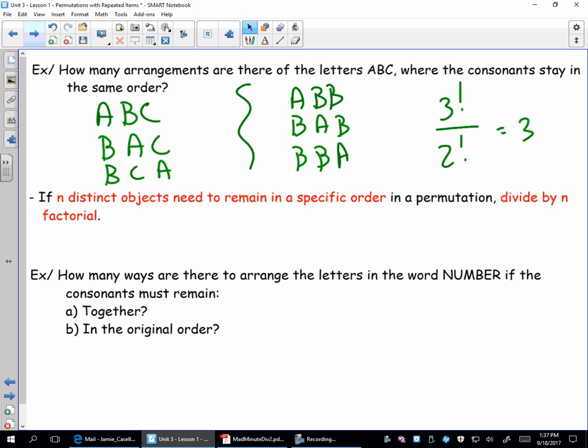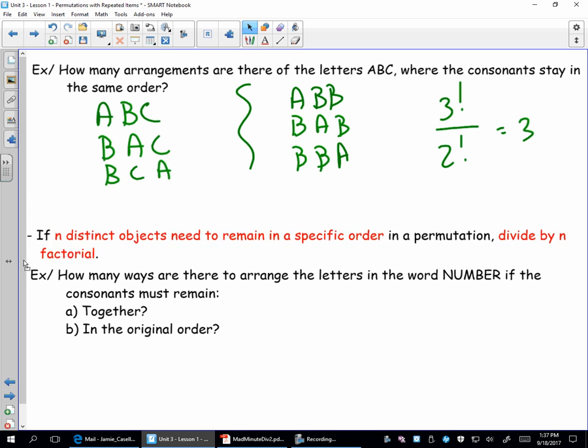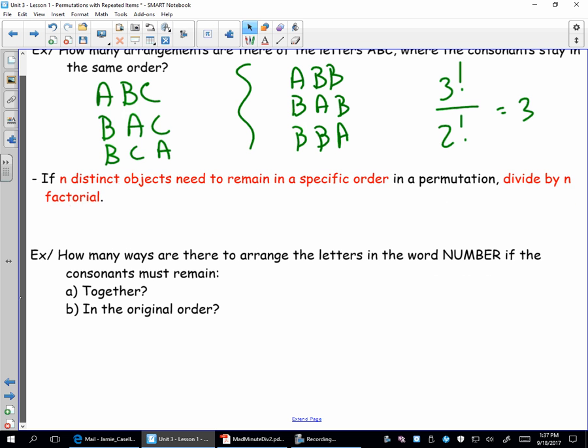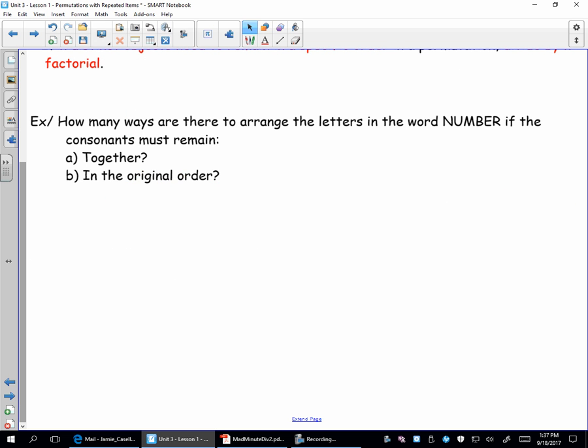So in the previous one, we had 2 things to stay in a specific order. We divide by 2 factorial. So we got the word number. How many different ways are there to arrange the letters in the word number if the consonants must remain together? And then part B, in the original order. So 2 different questions here. Letters together or letters in the same order?